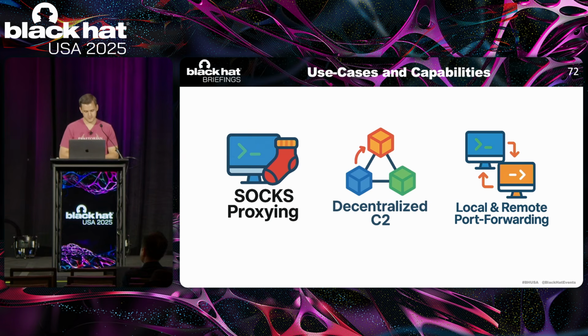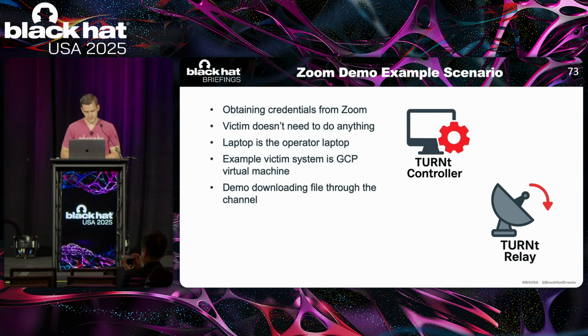And so there's a few use cases. These are the use cases here, which is basically SOCKS proxying, decentralized command and control, and local and remote port forwarding. And so I have two demos today, one with Zoom and Microsoft Teams. They're fairly basic, but I'm going to first show the process of obtaining credentials from Zoom since we didn't automate that. It is in the README.